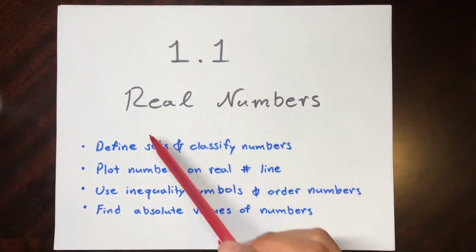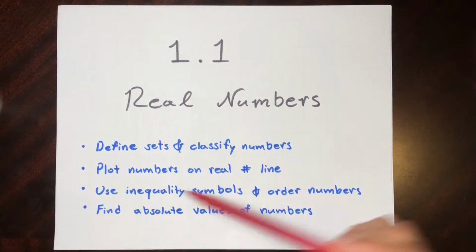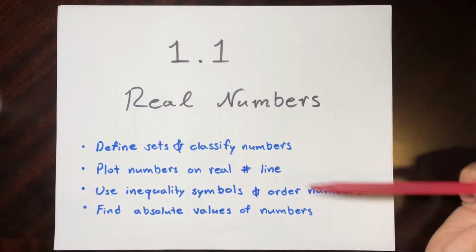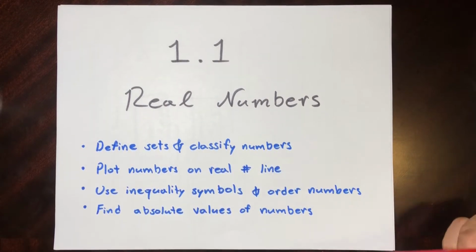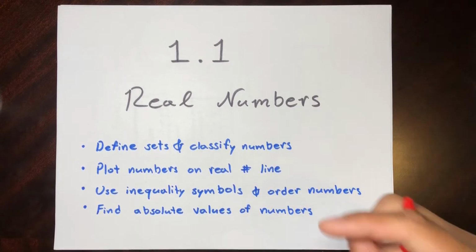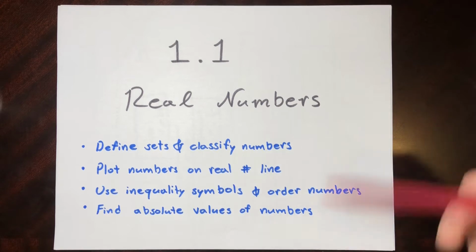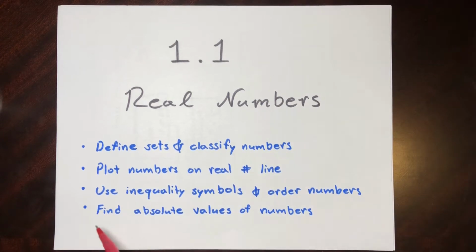So we're going to go over section 1.1, which is about real numbers. We're going to learn how to define sets and classify numbers. We're going to learn how to plot numbers on a real number line. And we're going to use inequality symbols to order numbers. So that's going to be your greater than and your less than signs, greater than or equal to, less than or equal to. And we're going to find the absolute values of numbers as well.